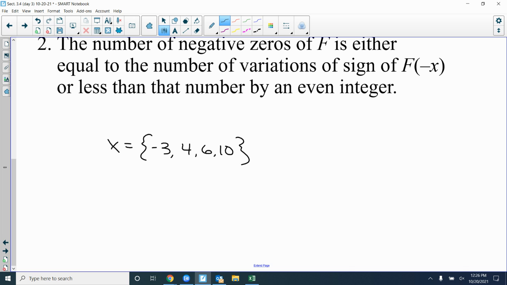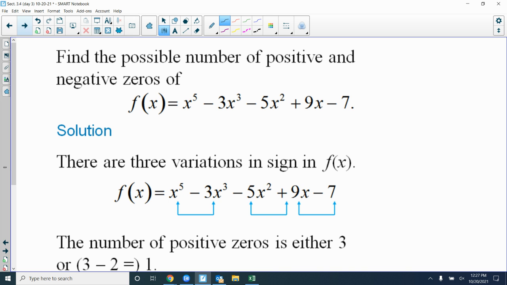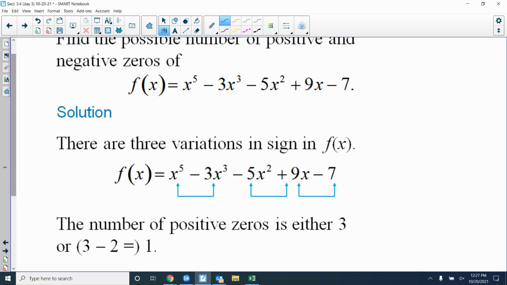Okay. Now, here's how it works. The variations of sign. This is a problem right on your sheet. Same one. All you're doing is watching, does it go from positive to negative, or does it stay negative between terms? So if this is a positive term, you would consider that a negative term. That would be one variation of sign. It stays negative to negative. That doesn't count. It goes from negative to positive. That is 2. Positive to negative, 3.